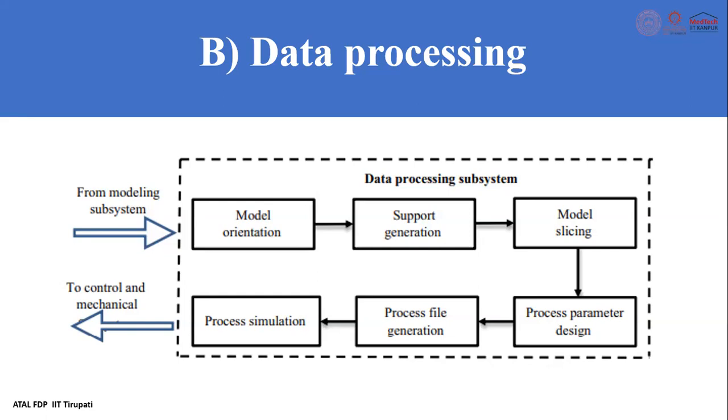And then the model slicing happens. After the model slicing, parameters like speed, feed rate, contour path, all these process parameters are designed, then only the file gets generated, and then you see the process simulation, and then it is sent for printing.